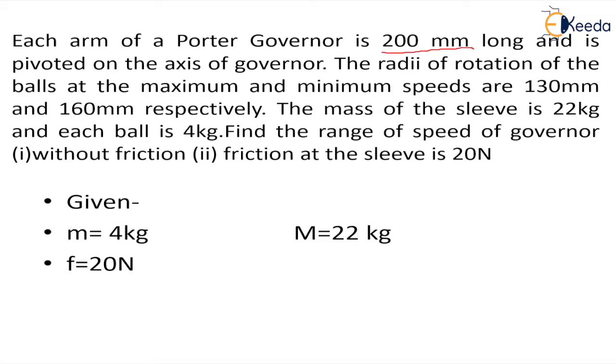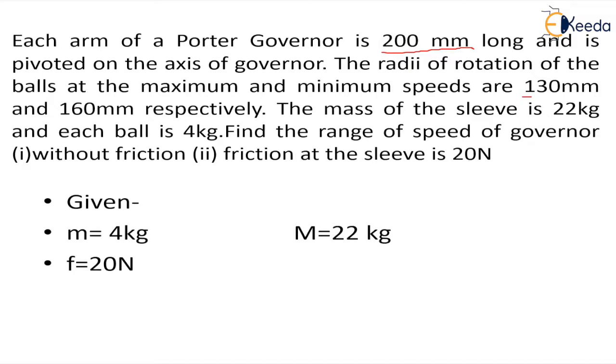The radius of rotation of the balls at maximum and minimum speed is given. The radius for minimum speed is 160 mm, and for maximum speed it is 130 mm. The mass of the sleeve and the mass of the balls are given. So we have to find the range of speed.